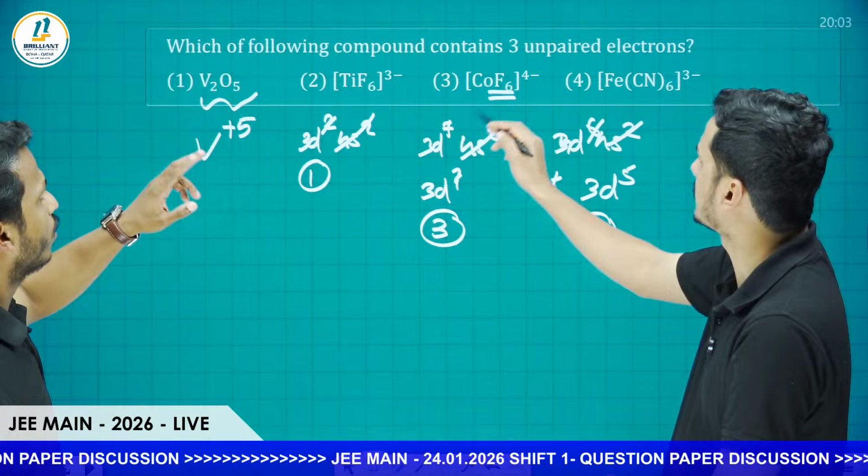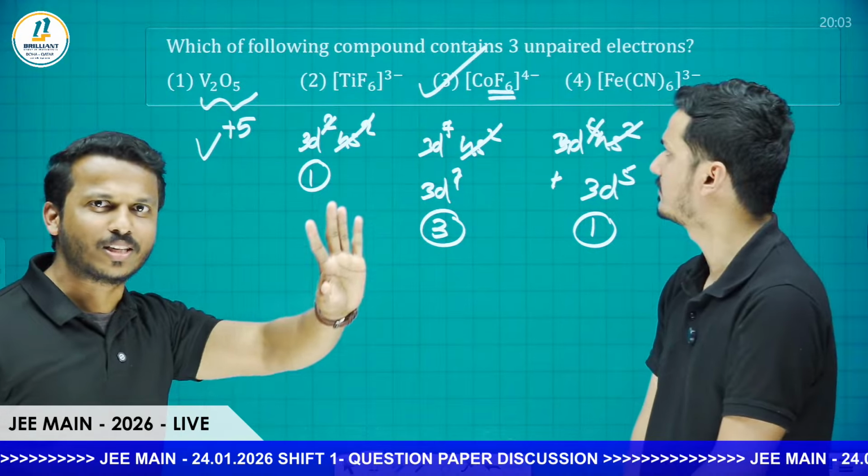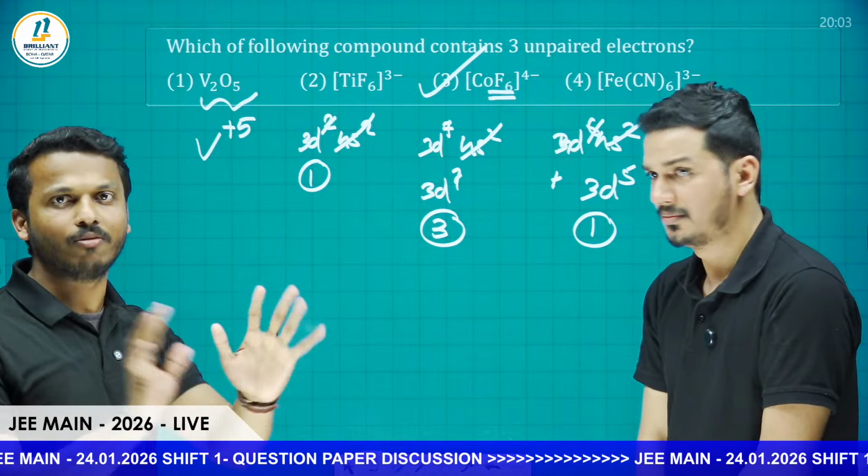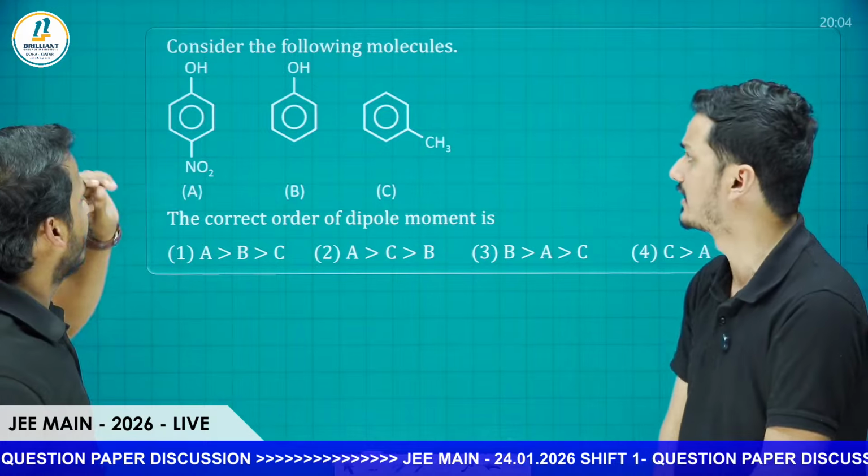Electron. Which answer is common? Which contains 3 unpaired electrons? Yes, CoF6 3-. Right. That's so easy. In coordination compounds, easy questions mainly come from CFT and VBT, but you must be okay with strong field ligand and weak field ligand, and the spectrochemical series.